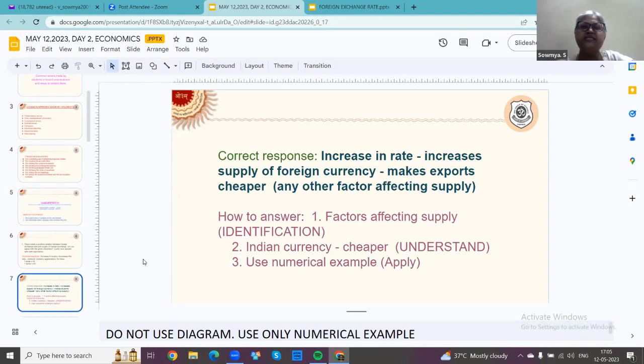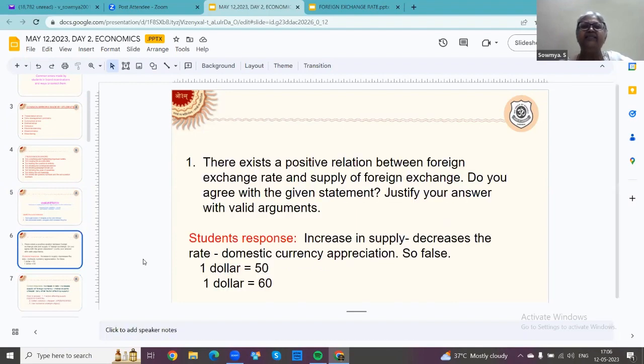The problem with this question is, actually there's no problem with the question. The problem could be in the understanding. The child has not understood correctly what is asked. What is asked is the relationship between the rate and the supply. But what the child has understood is how the rate is getting affected due to change in the supply. No, that's not asked. Read the question again. There exists a positive relationship between foreign exchange rate and supply of foreign exchange. Do you agree with the statement? Justify your answer.